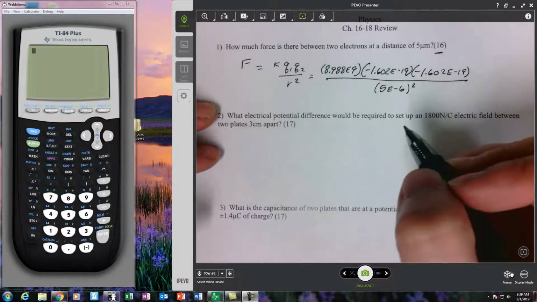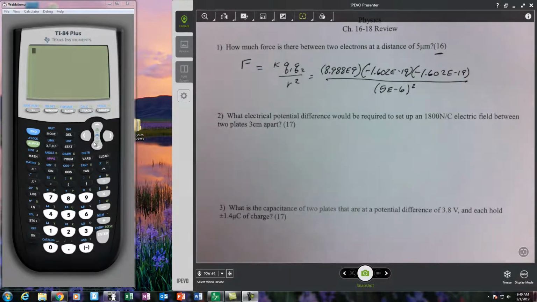So now what we need to do is make that calculation, so we'll do that over here in our handy dandy calculator. We're going to start with 8.988 E9 times, and I know that the 1.602 E negative 19, they're both negative, so it's going to come out positive, and it's going to be squared. So here I'll type in 1.602 E negative 19. One of the things I love about the scientific notation on the calculator is you don't need parentheses. It should know exactly what to do with that. And then we're going to divide that by 5 E negative 6, and that also needs to be squared.